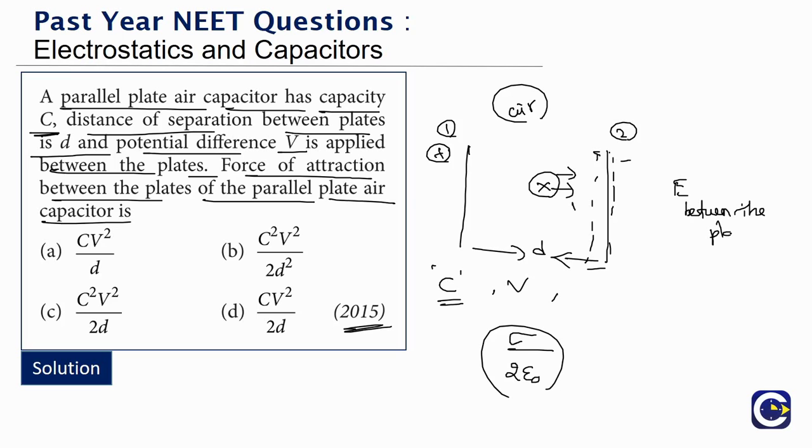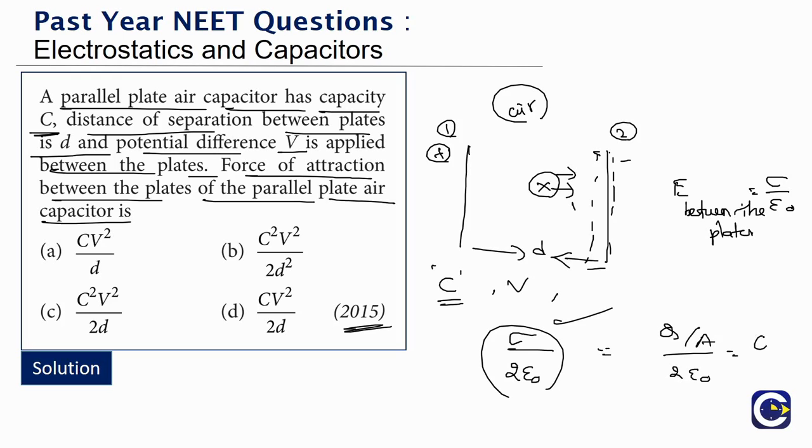That is the field in between the plates. In the region between the plates, it is sigma by epsilon naught. But when we are finding the field at plate 2, because plate 2 cannot exert field on itself, the field will be the field that is developed by just plate 1. What is that? Sigma by 2 epsilon naught. Sigma means what?